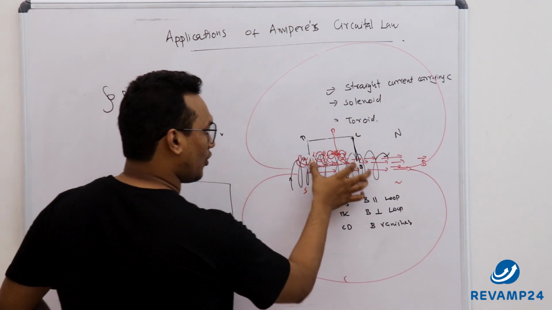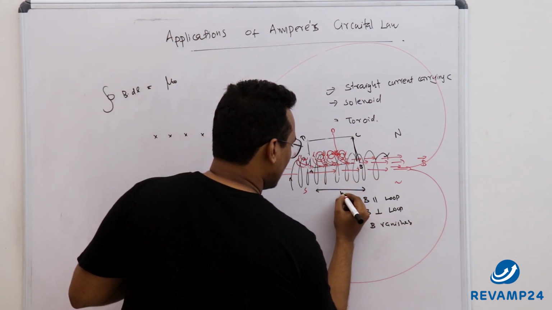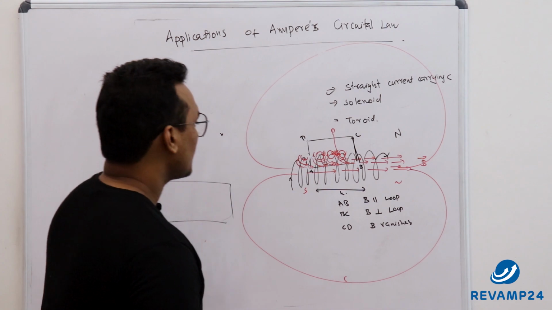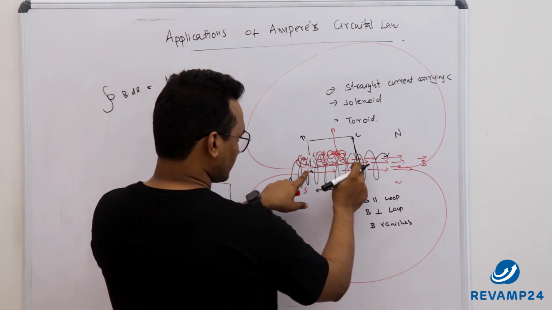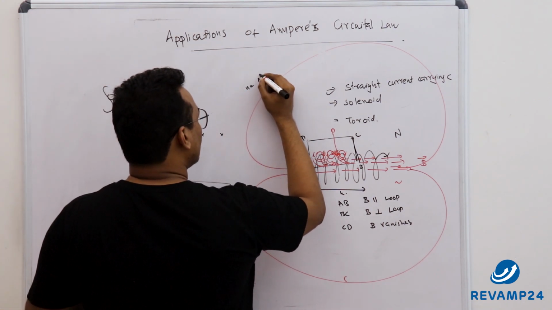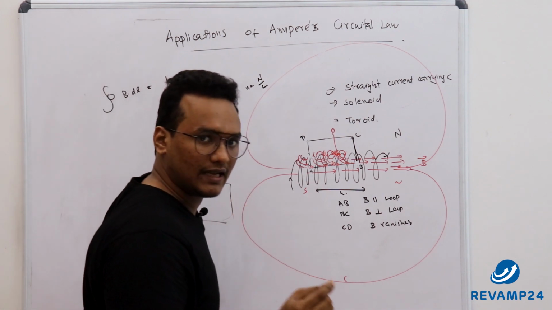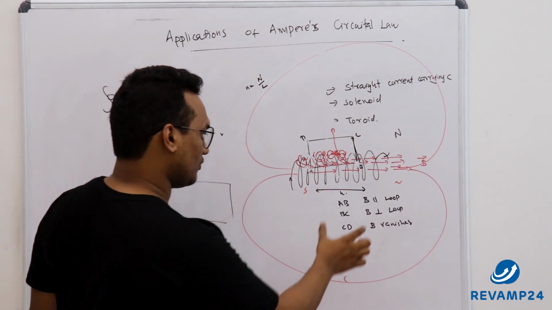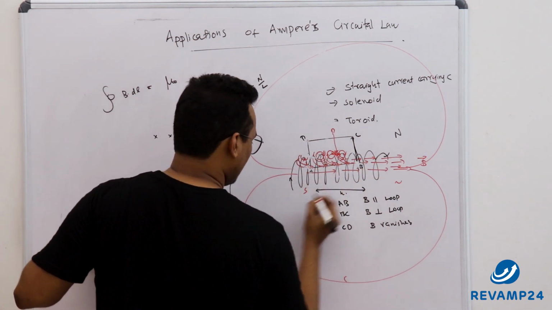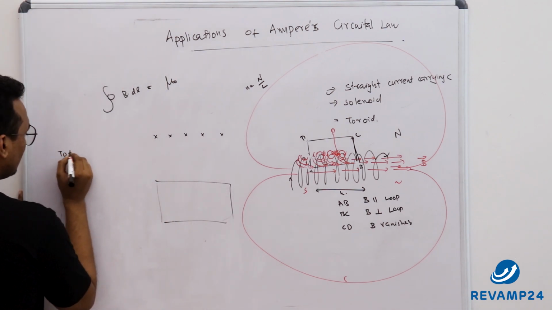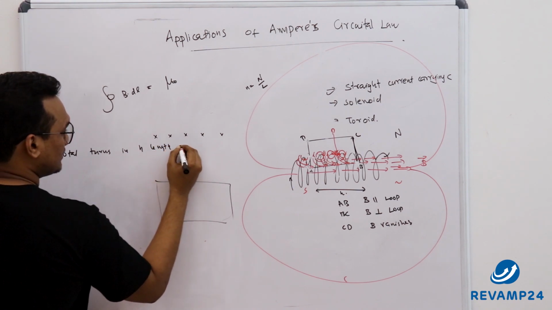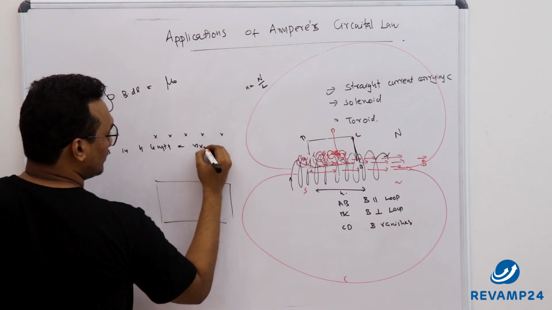Okay. So I have taken a small portion here, h. I need to find the total current passing through this element. For that, I am going to define a new quantity called number density. Number density is nothing but the number of turns per unit length. Per unit length, small n turns are there. Now with h length, how many turns will be there? h into n. So the total turns in h length is equal to n into h.